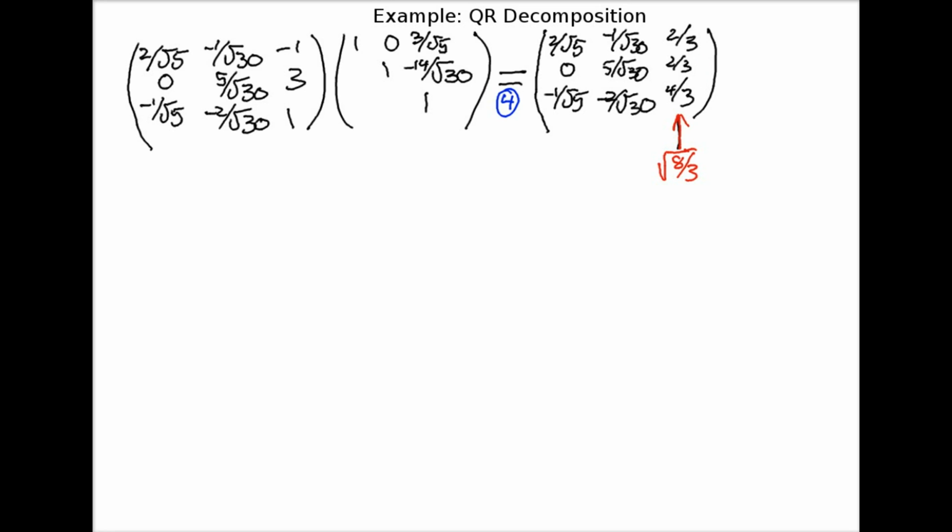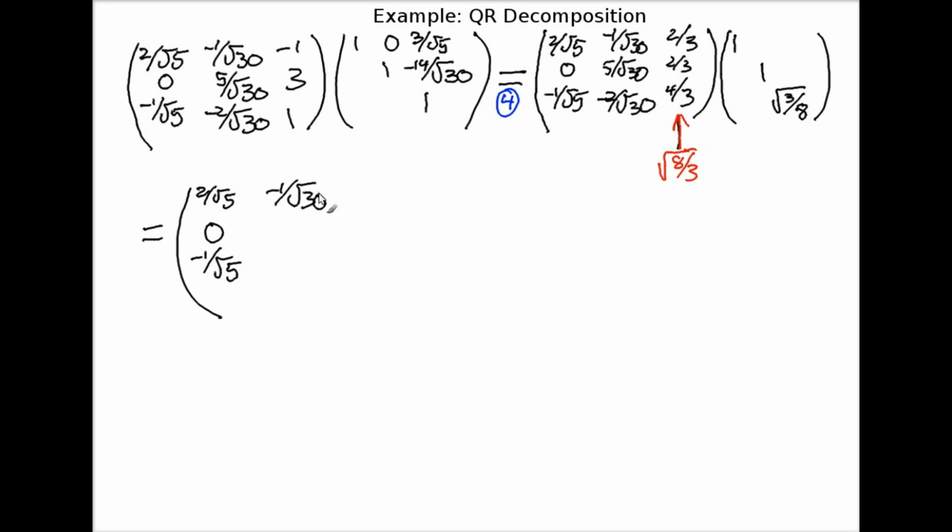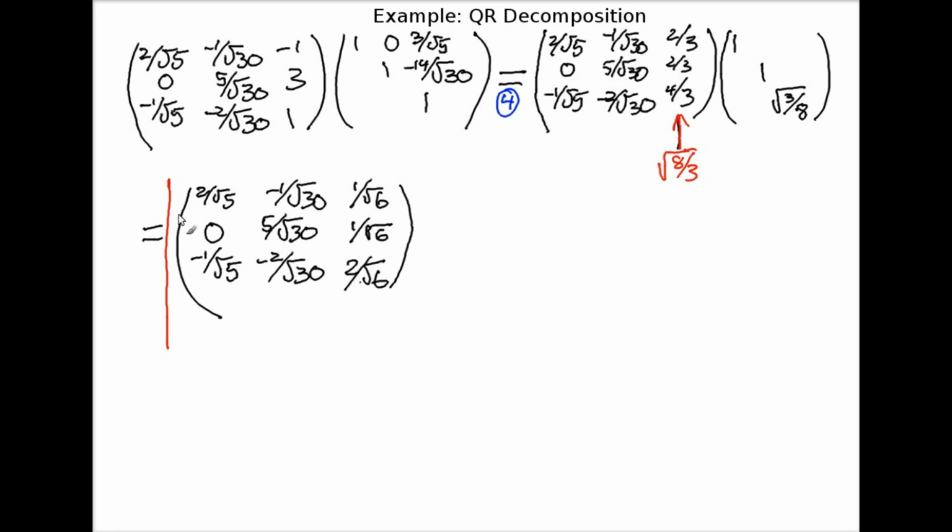So you're going to multiply this matrix on the right by 1, 1, radical 3 over radical 8 in order to normalize it, and what you will get is 2 over radical 5, 0, minus 1 over radical 5, minus 1 over radical 30, 5 over radical 30, minus 2 over radical 30. And then the last column turns out to be, with just a little bit of algebra, 1 over radical 6, 1 over radical 6, 2 over radical 6. And so that is our Q.